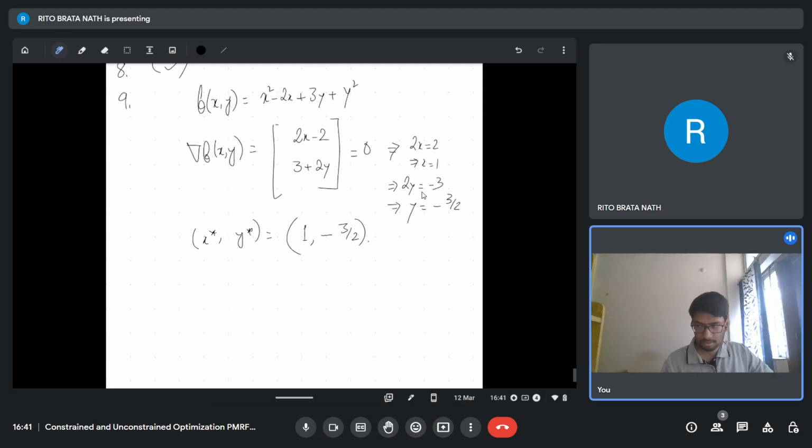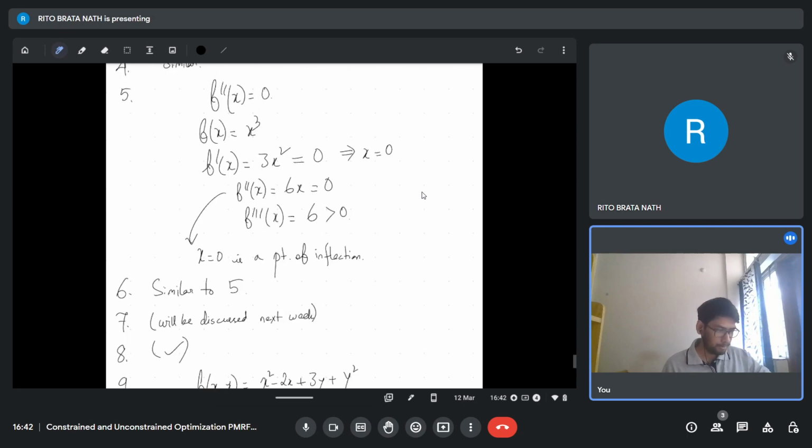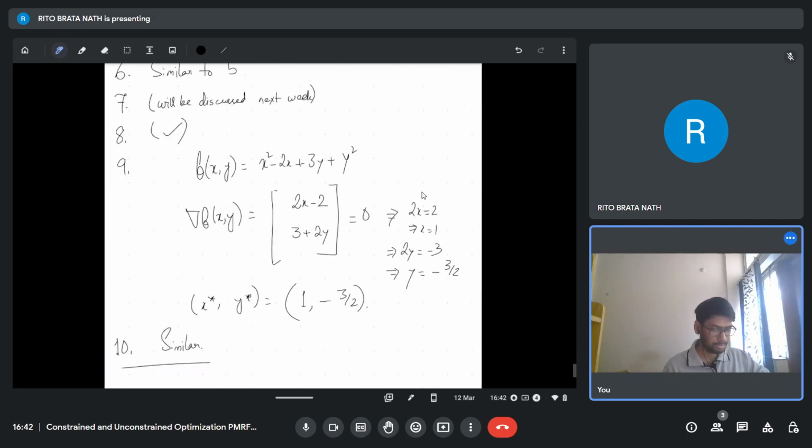The 10th problem is again about the saddle point. A saddle point is similar to the point of inflection and local and global maximum, so those things. The 10th problem is similar. I think assignment 7 is pretty straightforward and I'll be able to solve it, and I'll discuss it next week. That's all I wanted to discuss this week.